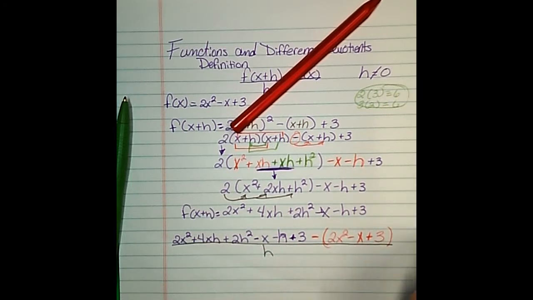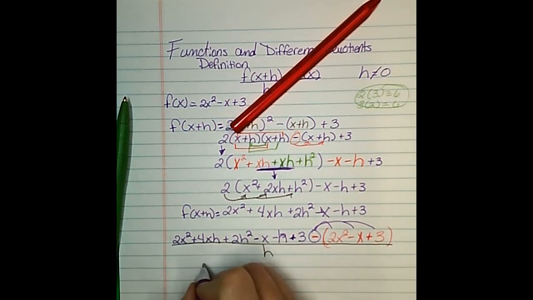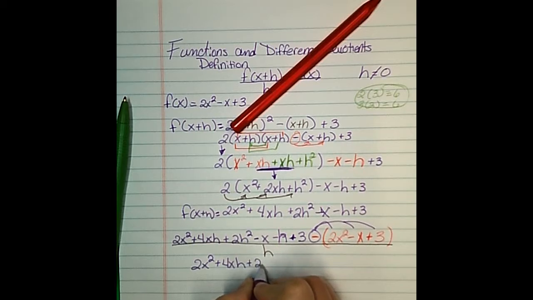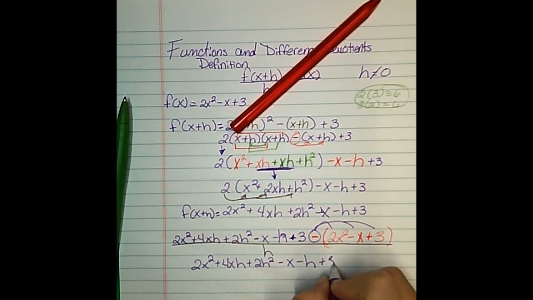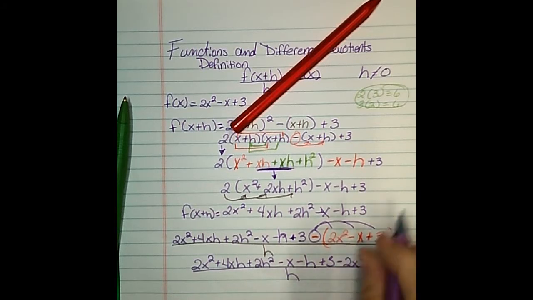Okay? So now, what I'm going to do is distribute this negative sign to everything inside here. So I got 2x squared plus 4xh plus 2h squared minus x minus h plus 3. Negative times positive is a negative. Negative times negative is a positive. Negative times positive is a negative. All divided by h. And what I'm going to do is go through here and mark out any like terms, and then I can reduce.